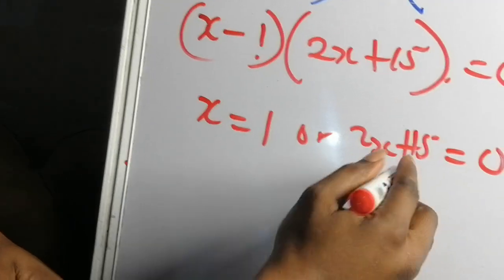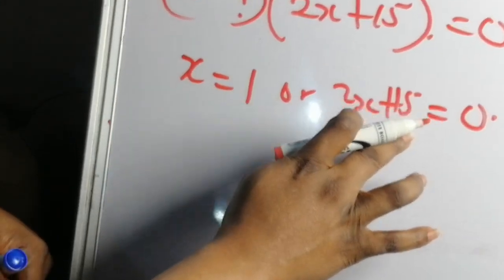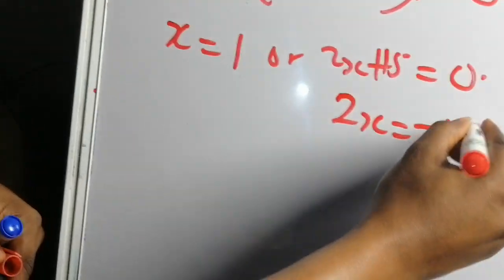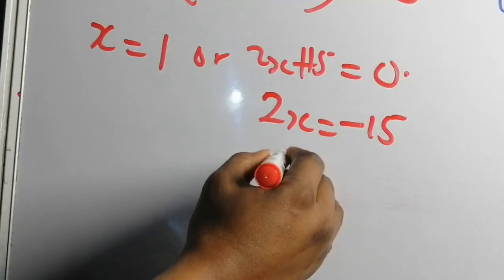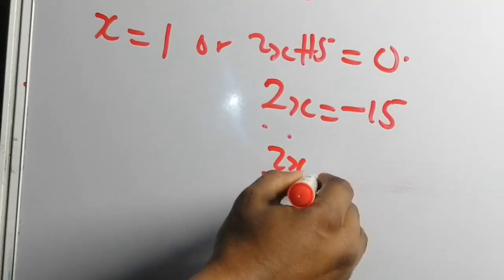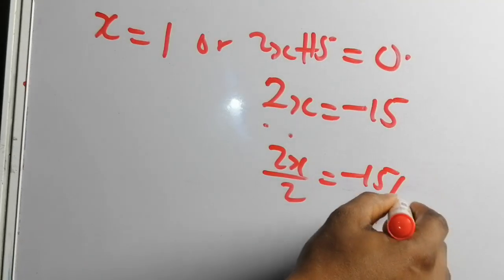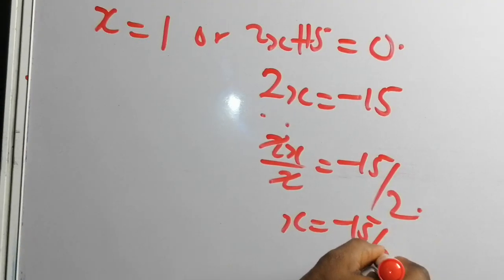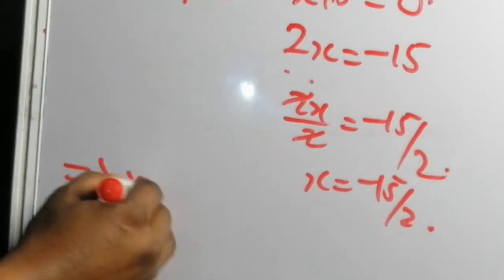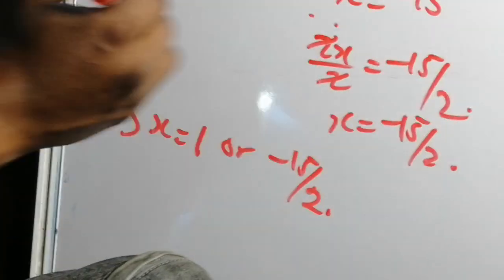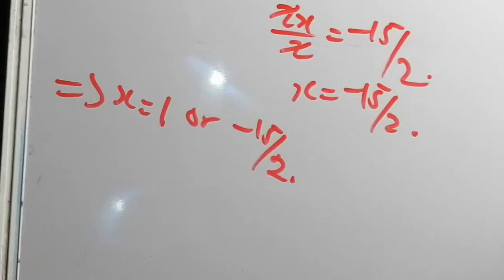So look at it now, plus 15 is moving across the equal sign. So it will change to what? Minus 15. So divide both sides by 2. If you divide both sides by 2, then you have 2x over 2 equals minus 15 over 2. The 2 cancels the 2, then x is equal to minus 15 over 2. So which implies that s is equal to 1 or minus 15 over 2. So it's as simple as that, which means that you need to note it.